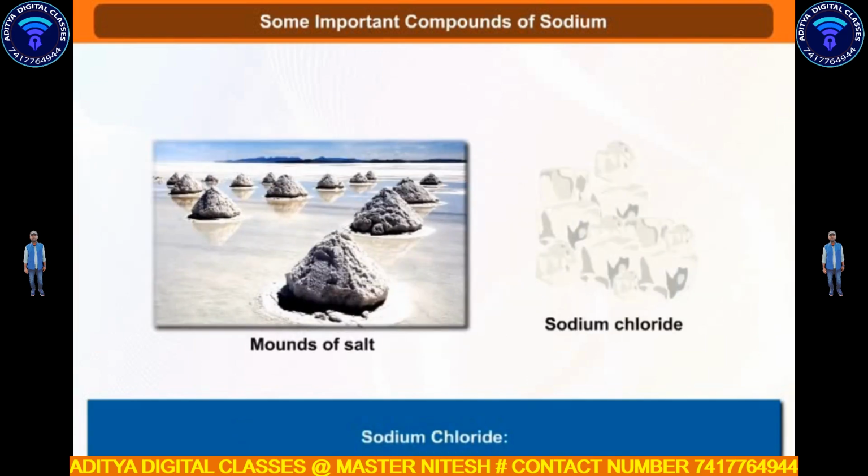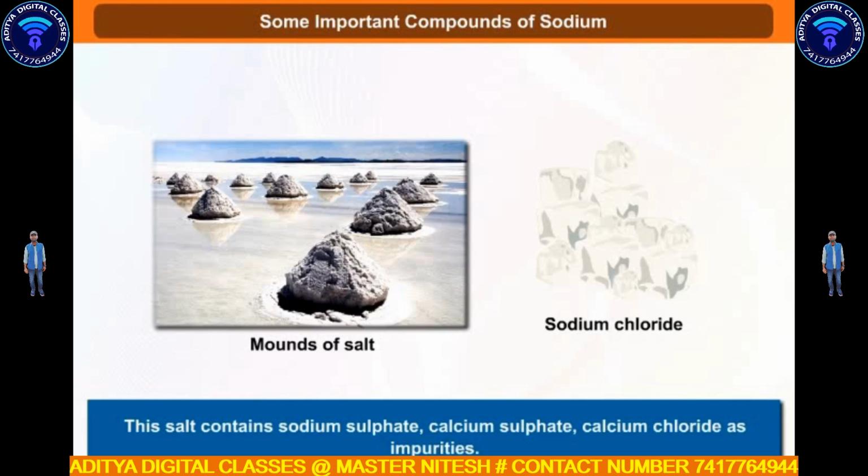Sodium chloride. The most abundant source of sodium chloride is seawater. Common salt is generally obtained by evaporation of seawater. Molecular formula is NaCl. This salt contains sodium sulfate, calcium sulfate, calcium chloride as impurities.